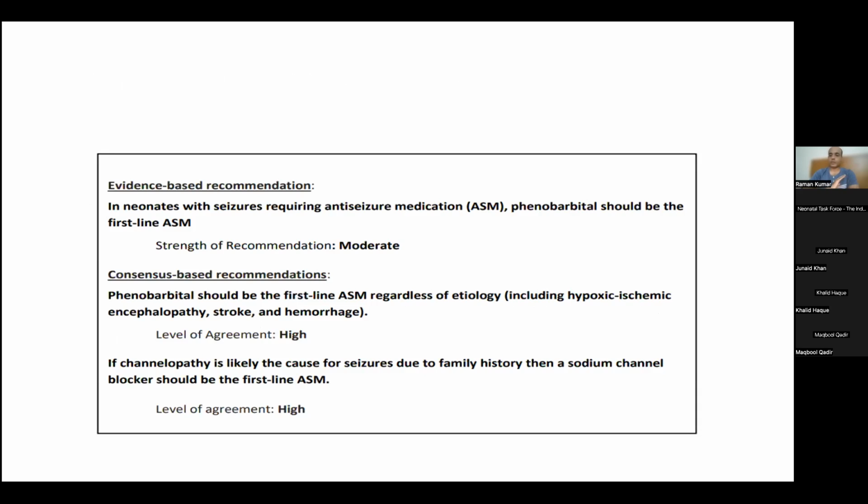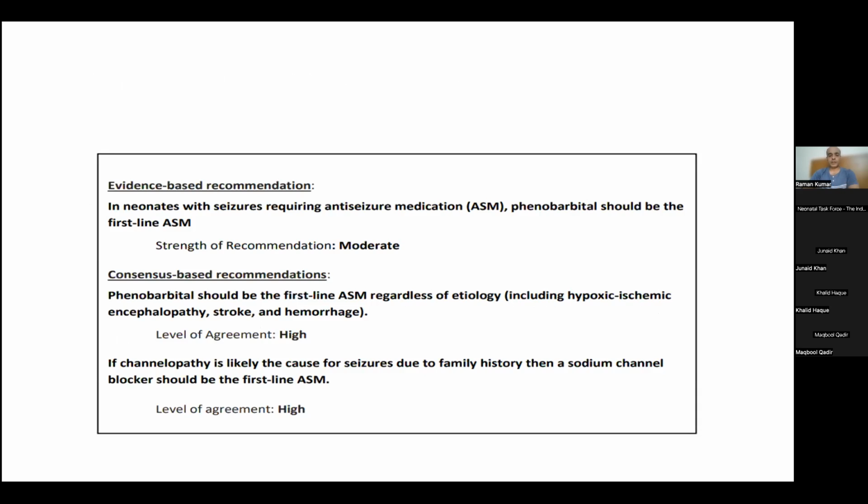Yes, there are no doubts about it. Phenobarb should be the first line regardless of etiology, whether it's HIE or any other form. So you don't need to worry about the etiology, and it should be the first line.